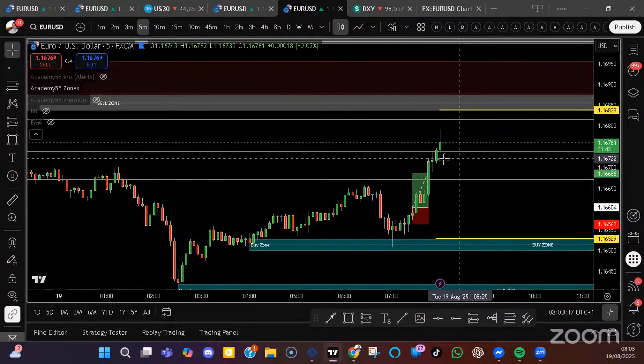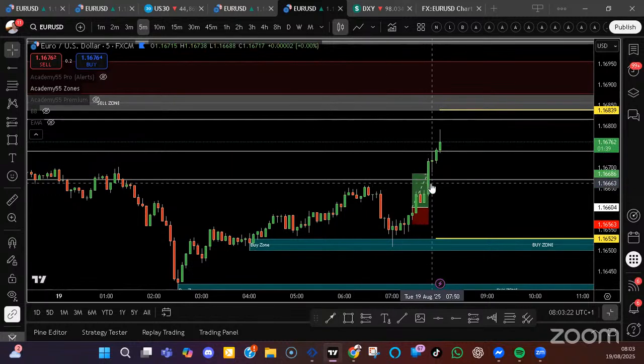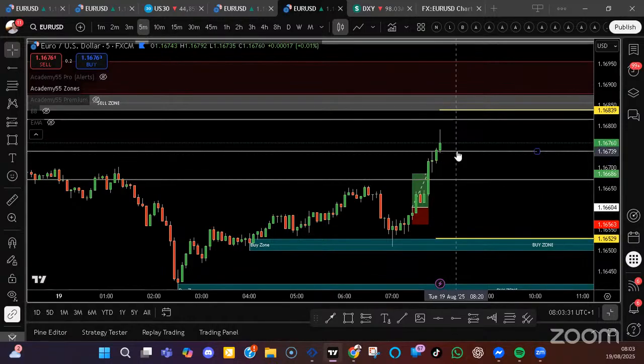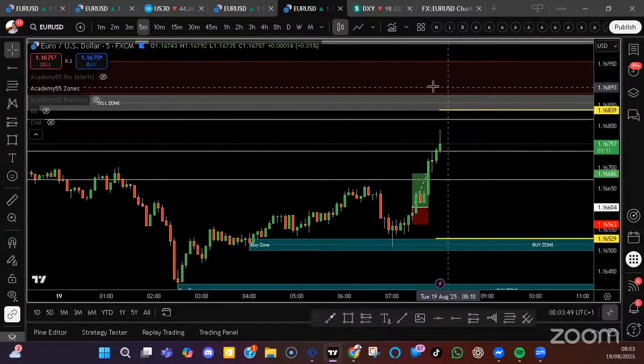and why it sometimes stops in certain areas, because we've got this support and resistance line at 1.16673. We've got this support and resistance line at 1.16740. And then we got another one at 1.16817. And we got the imbalance here.